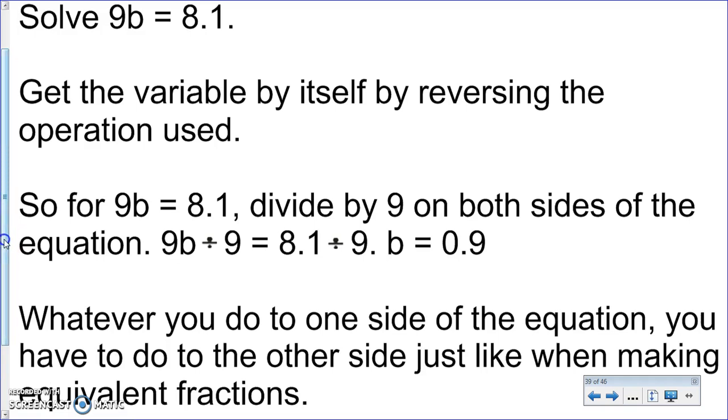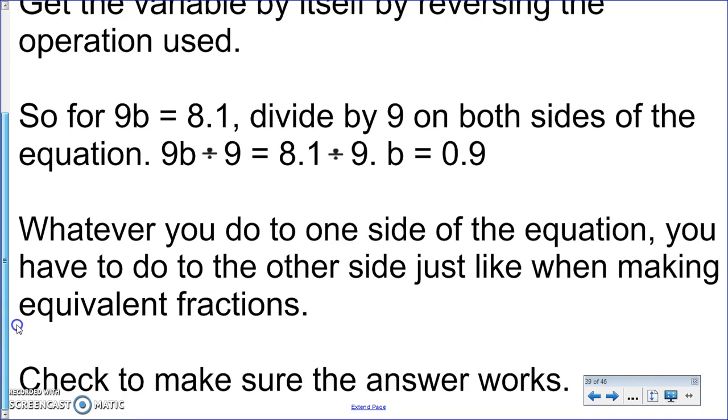And just like we talked about yesterday, whatever you do to one side of the equation, you have to do to the other side. Just like when making equivalent fractions, it makes sure both sides of the equation stay balanced. And then we check to see if the answer works. Does 9 times 9/10 equal 8 1/10? Yes, it does. So b is 9/10.